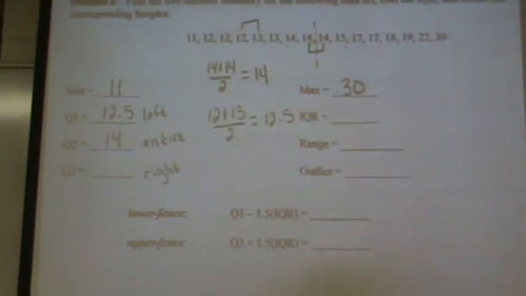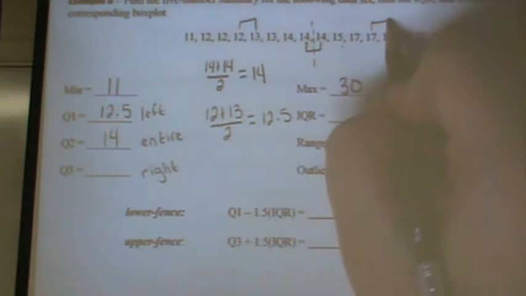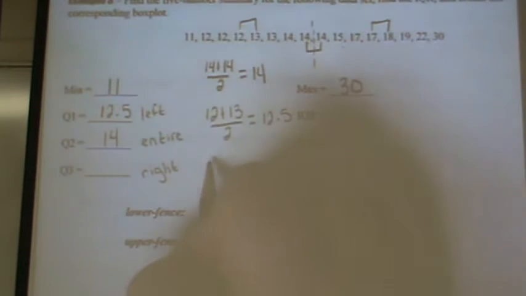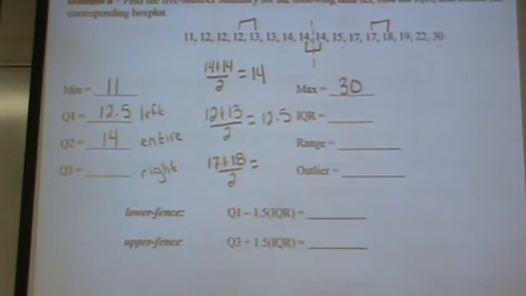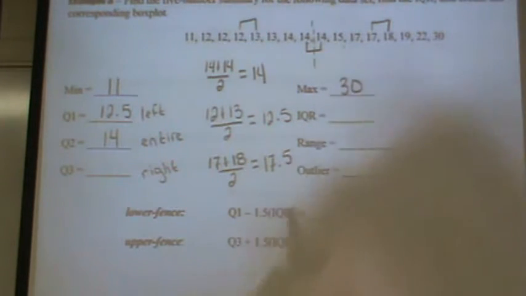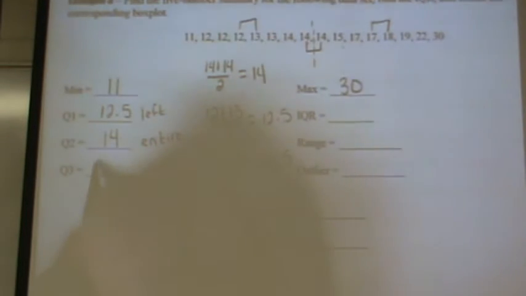Our Q3 value, we've got 8 data points. Our middle two numbers are the 17 and the 18. So again, we have to have 17 plus 18 divided by 2. And that's going to give us 17.5. So our Q3 value is 17.5.